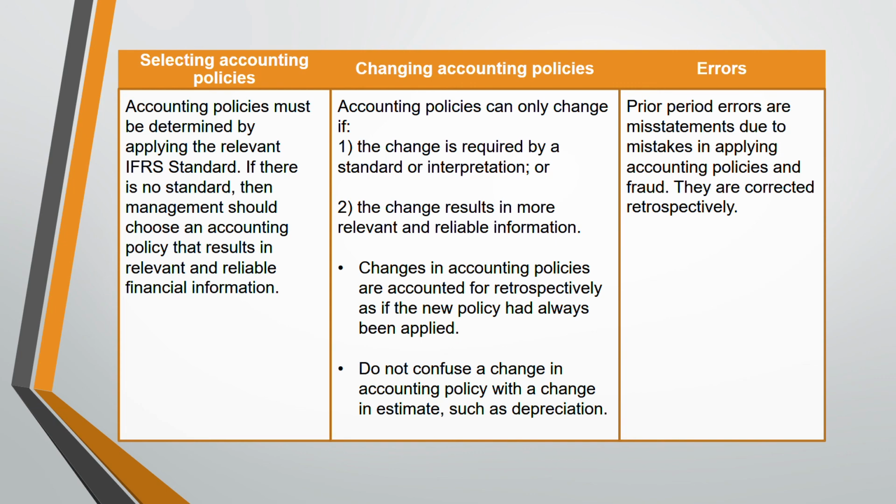Correct the error. So accounting policies and accounting errors, these two things you have to change retrospectively. Accounting estimates you only change prospectively in the future. You don't have to go back and change. So that's it for IAS 8 that you have to remember.